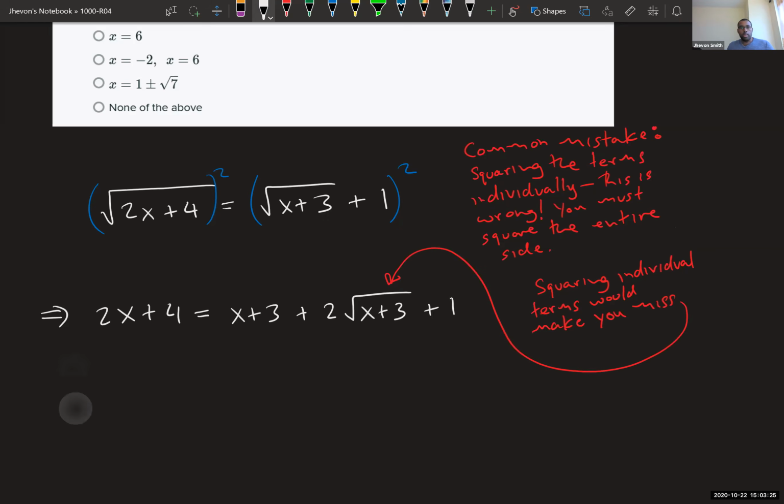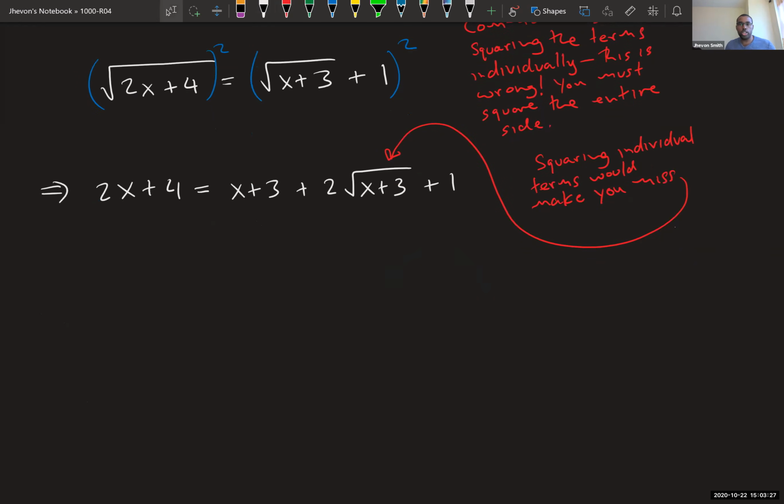Okay, but assuming that you were very good with how you want to approach these, you do want to square that. So now what we're going to do is bring everyone to one side. We want to isolate the radical now that there's just one left. So I want to move the x over, move the 3 over, move the 1 over. So this side would become just x. This side would become 2 radical x plus 3.